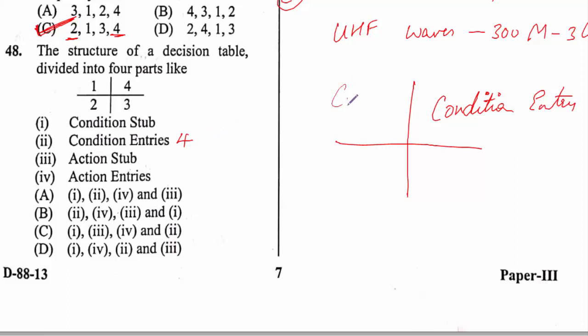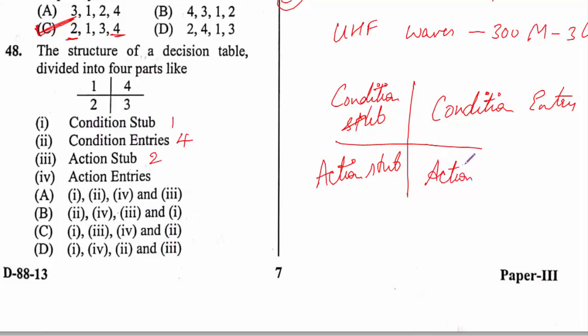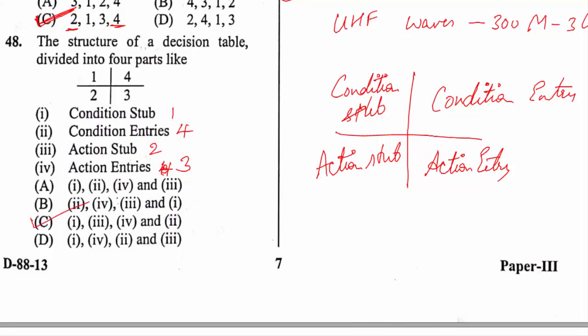And in the second quadrant it should be condition stub. And in the third quadrant it should be action stub. And in the fourth quadrant it should be action entry. Action entry is the third one and action stub is the second one. So based on this, if I am matching, option C is the correct statement.